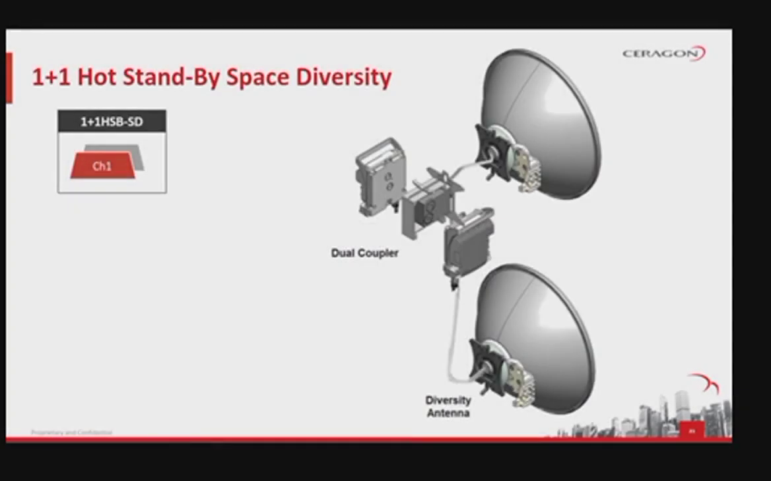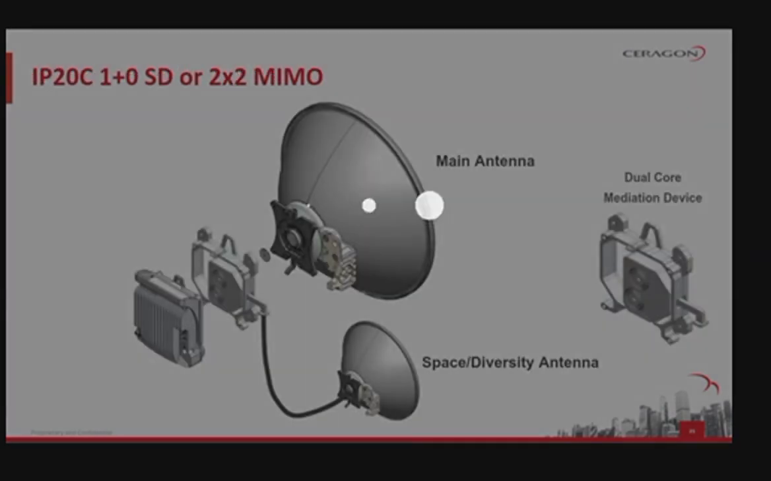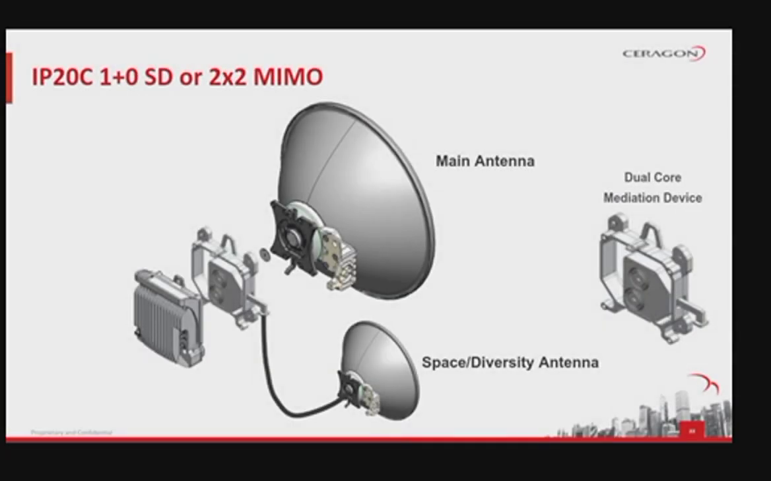If you plan to use the classical 1+1 hot standby but to include also the space diversity mechanism, just a dual coupler must be used, and, of course, a second antenna. Finally, let's check the standard 1+0 with space diversity for which a dual-core mediation device must be used. Note that the same mediation device and setup must be done if using the 2x2 MIMO configuration.